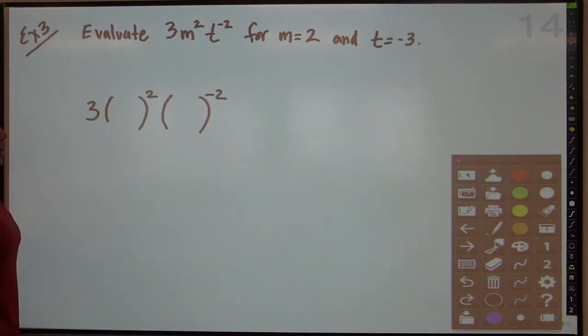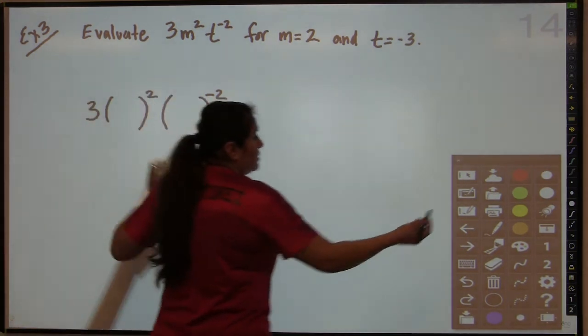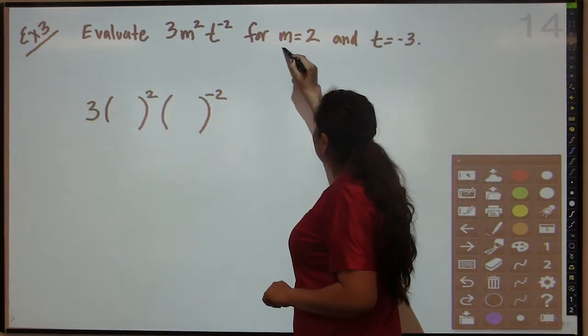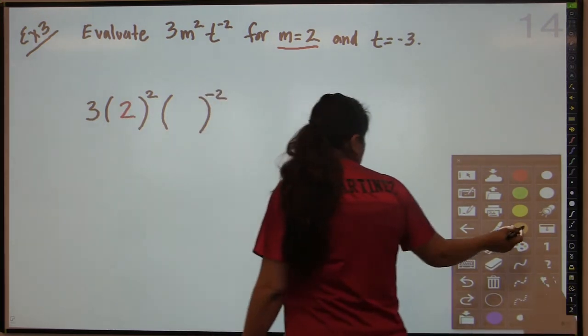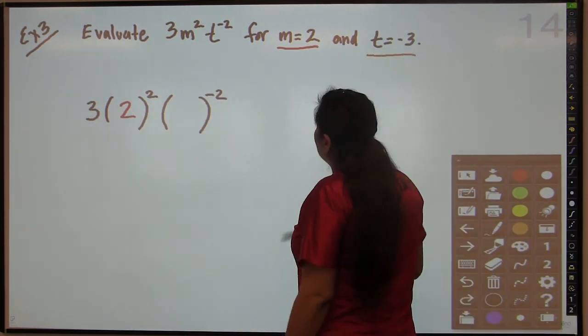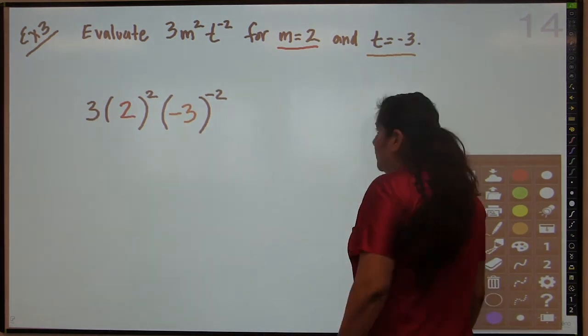Okay, so I know that I'm going to replace those variables with specific numbers depending on what they tell me. Because m equals 2, I'm going to replace this m with a 2. And because t equals negative 3, I'm going to replace the t here with a negative 3. And then I'm going to carry on.